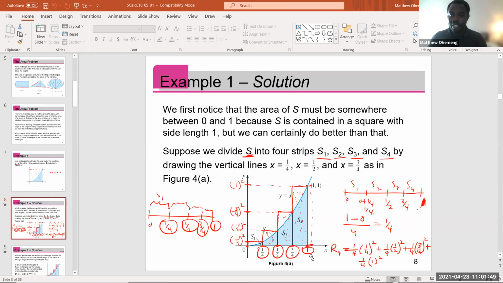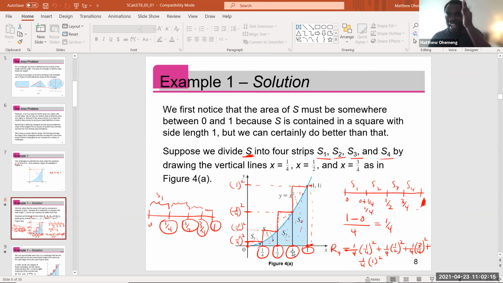So we are creating rectangles under the curve. For this example, we're looking at 4 strips, so 4 rectangles to approximate the area. We created equal-width sub-intervals. For 4 strips from 0 to 1, the sub-intervals are 0 to 1 over 4, 1 over 4 to a half, and so on, up to 3 over 4 to 1. The widths are equal.